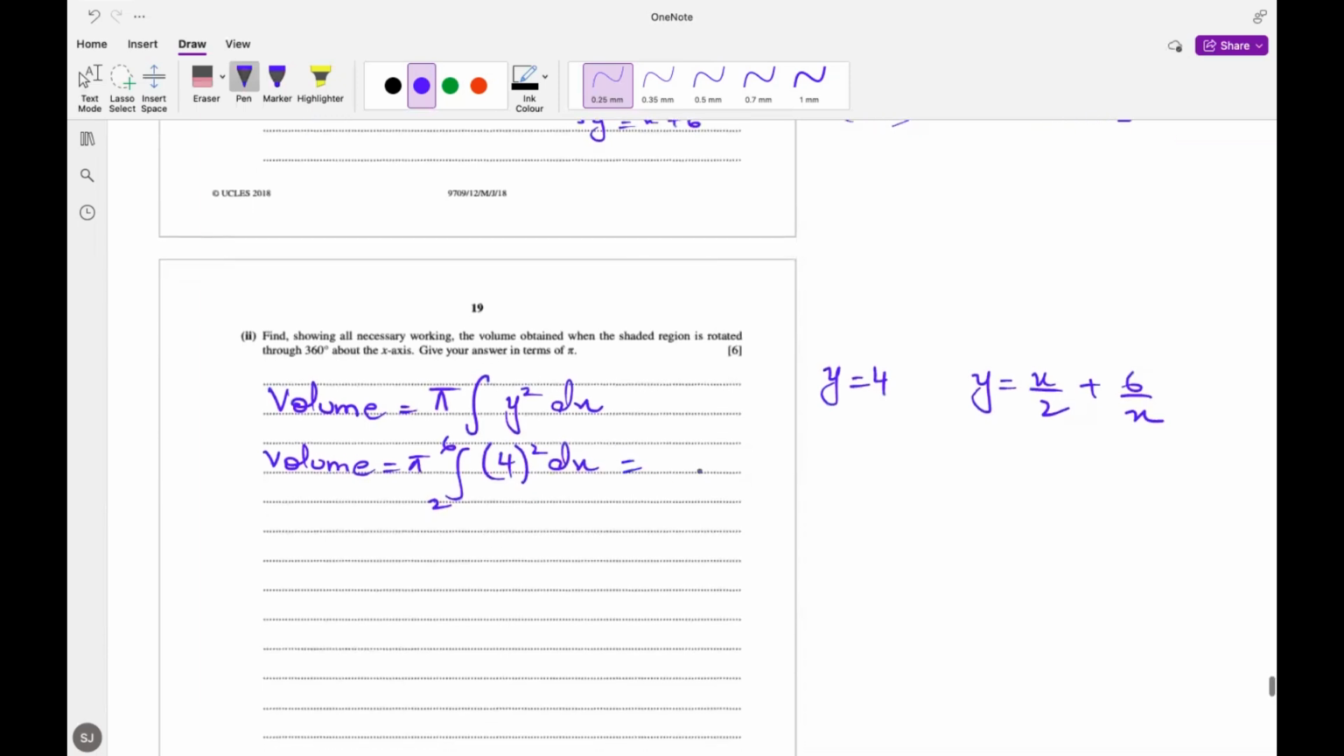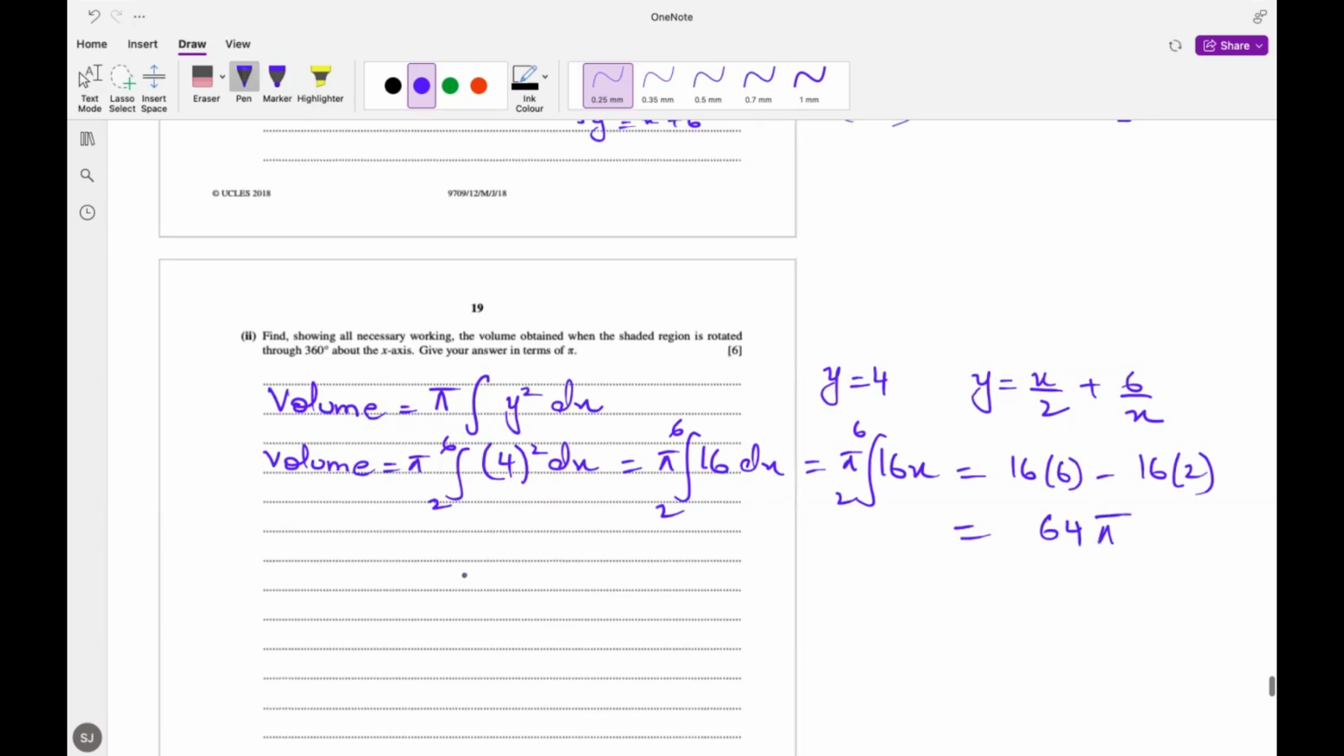So taking the square of 4, we'll get 16. Then integrating 16, we will get 16x, and we'll apply the limits 6 and 2. We'll keep pi as common outside, as we have to give our answer in terms of pi. So first applying 6 and then subtracting the lower limit, which is 2, we'll get 96 minus 32, which will be 64. So the volume under the line will be 64 pi.